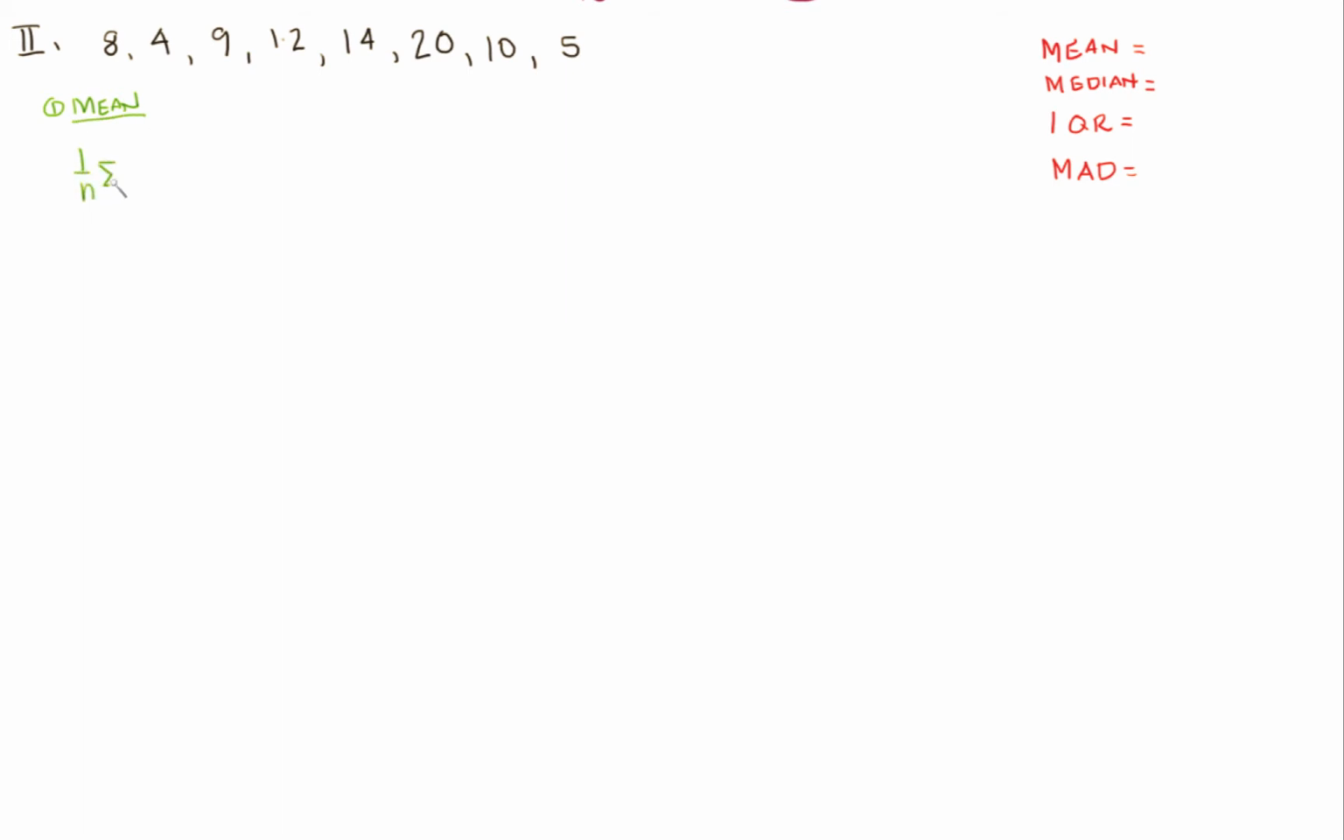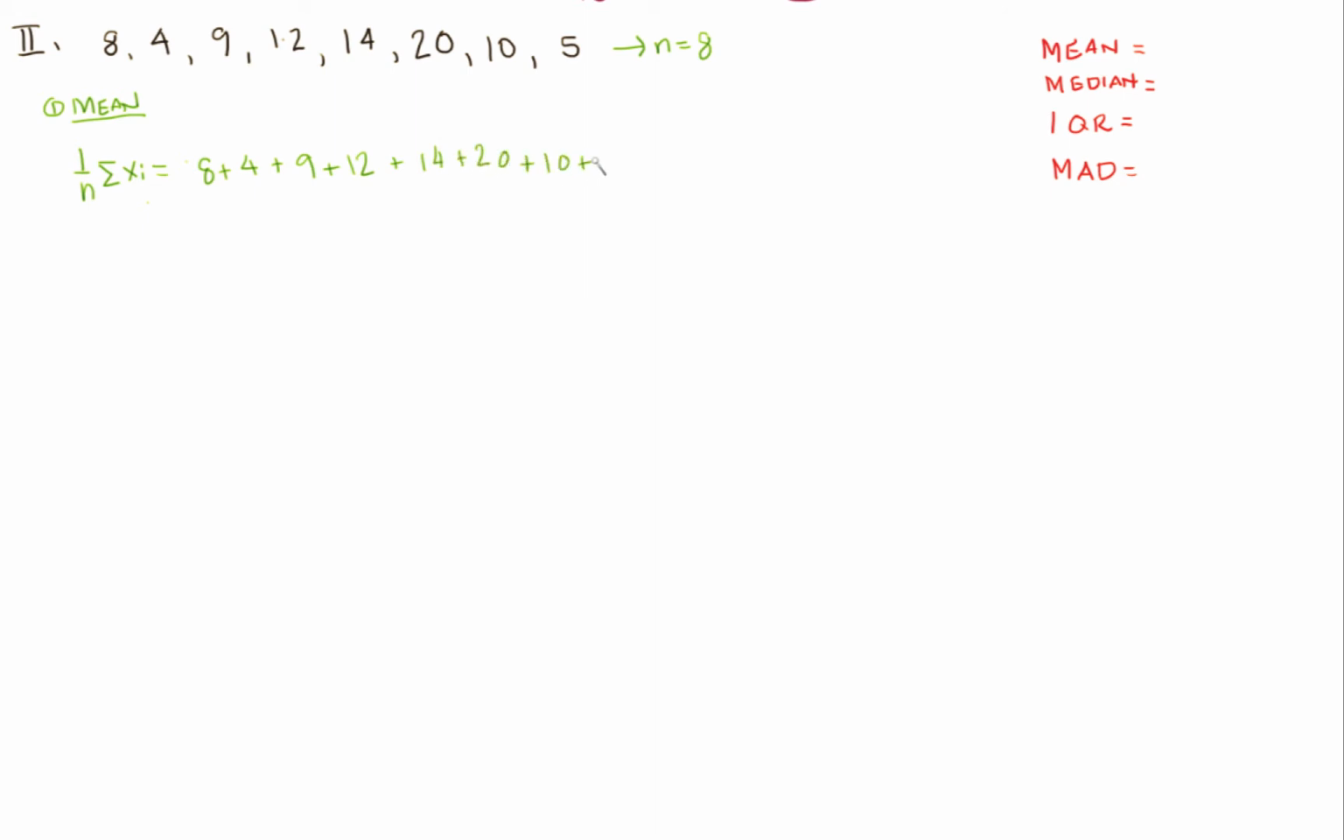So for problem 2, we have the set of 8, 4, 9, 12, 14, 20, 10, and 5. And we again want the mean, the median, the interquartile range, and the mean absolute deviation. Now, for the mean, once again, let's look at that formula. And I keep pasting it here because you're going to be seeing it a lot in the future, like I said, so you may as well get used to how we will write our instructions in math.